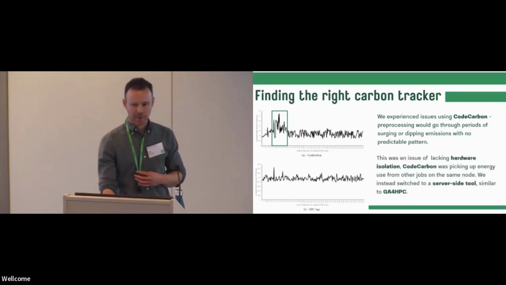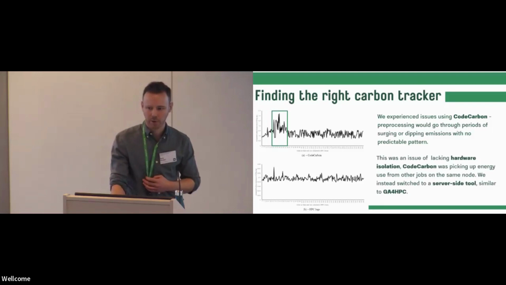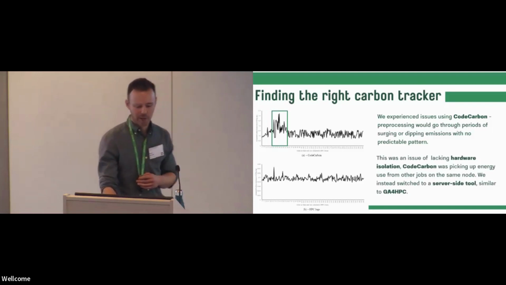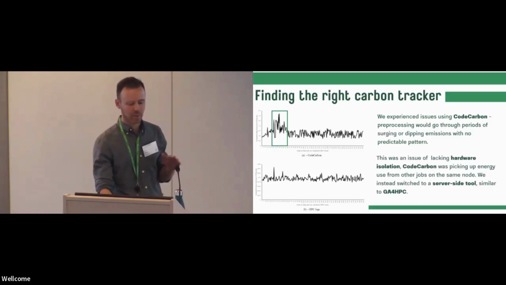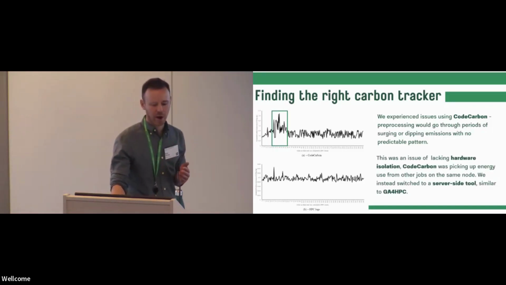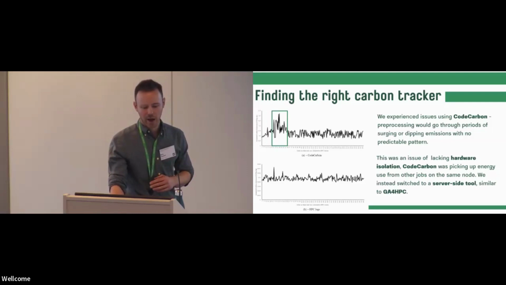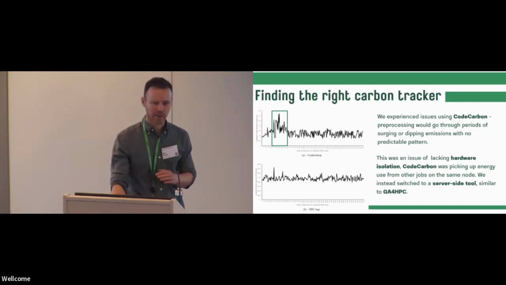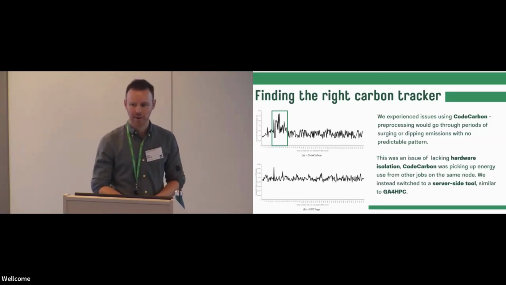So using the exact same jobs, we ran a server-side tool similar to Green Algorithms for HPC on the same data. And what we found here was first that for these same jobs, the estimated emissions were about 10-fold lower. And also that these systematic increases and decreases in emissions over time had disappeared.